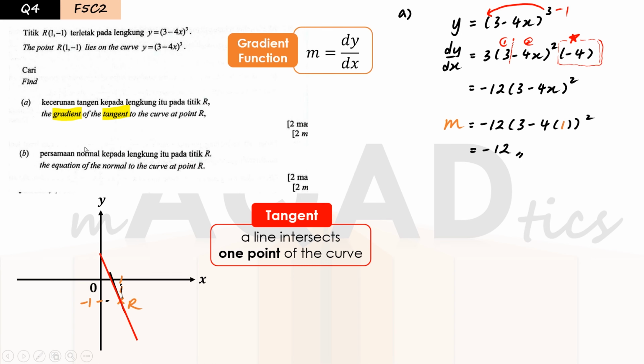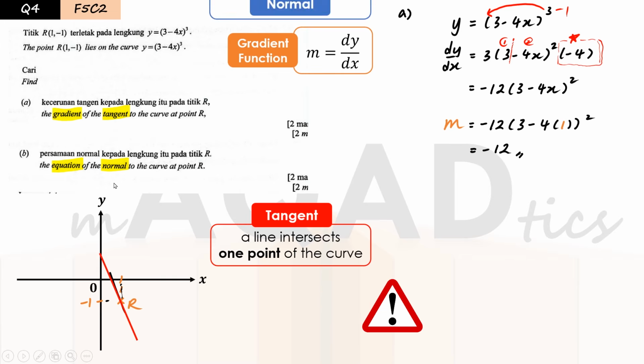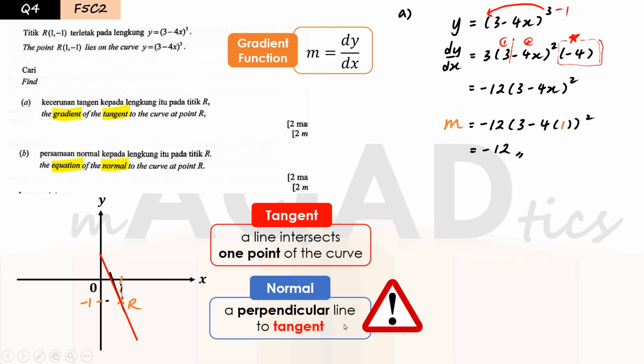And for part B, we need to find the equation of the normal to the curve at point R. So let us recall what a normal is. A normal is actually a line, but it is perpendicular to the tangent. Now here it says normal to the curve at point R. So if you want to draw the normal here, it needs to pass through point R, and it needs to be perpendicular to the tangent here. Perpendicular, we know that it is 90 degrees.